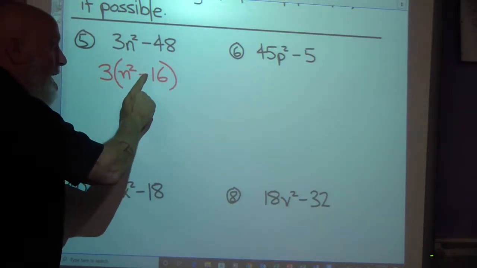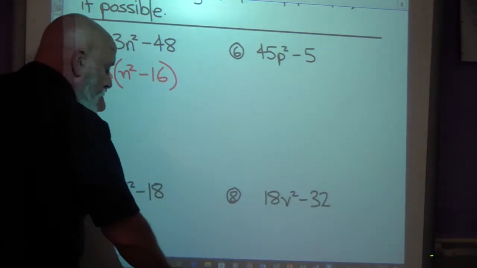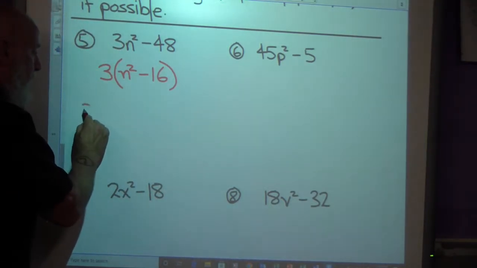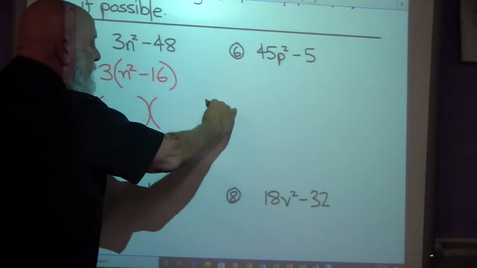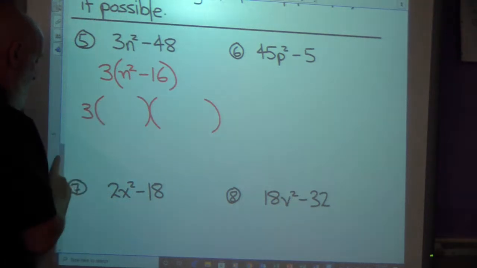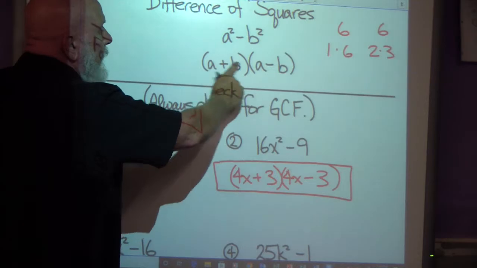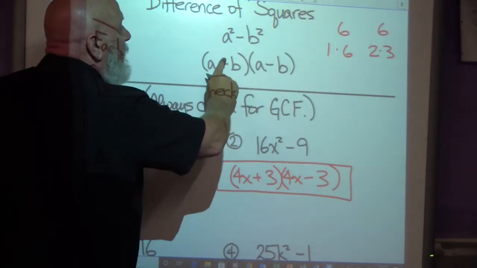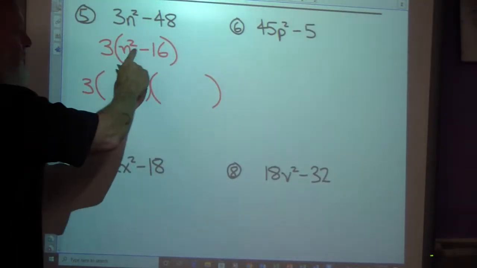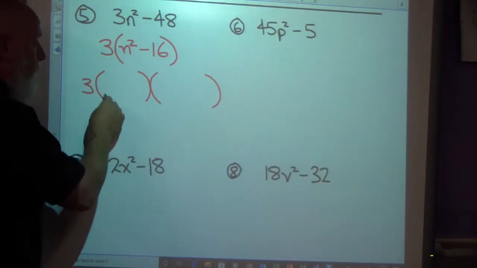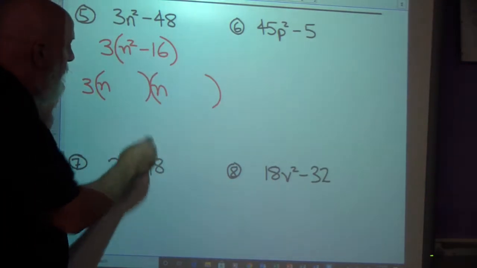Now I look at this and I say, hey, that's a difference of two perfect squares. That's n times n, that's 4 times 4. So I'm going to leave this 3 where it is. It doesn't disappear. I'm going to bring it down in my next step. It's outside the parentheses. And I'm going to factor this using my pattern, a squared minus b squared. We'll take the square root of this one, put it here and here, square root of this one, put it here and here, 1 plus sign, 1 minus sign. That's the pattern. And I see this is a difference of squares, so I take the square root of n squared, which is n. I take the square root of 16, which is 4.